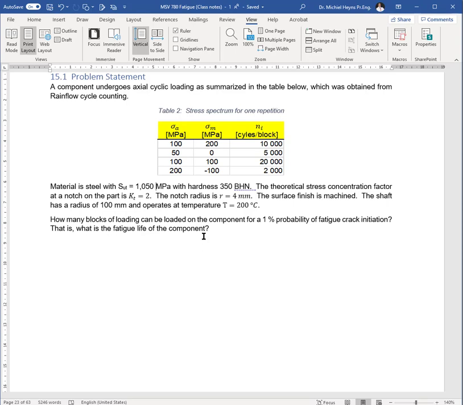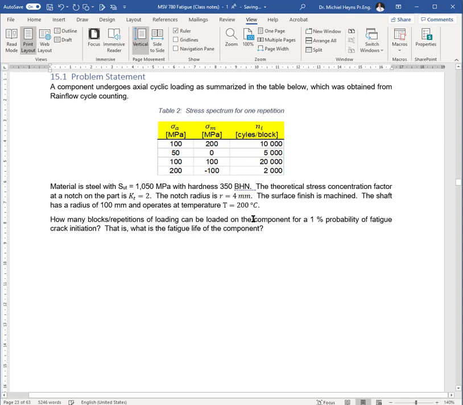The notch radius is 4 millimeter. Surface finish is machined, and the shaft has a radius of 100 millimeter and operates at a temperature T of 200 degrees Celsius. How many blocks of loading, or repetitions of loading, can be loaded on the component for a 1% probability of fatigue crack initiation? That means that 1% probability of crack initiation also implies a 99% probability of survival.